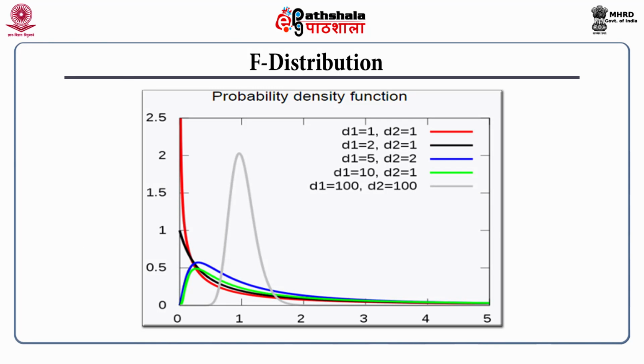As you can see in this diagram, there are two degrees of freedom in the F distribution, for the numerator and denominator, d1 and d2. So d1 is the numerator, d2 is the denominator. When both degrees of freedom are low, as you can see in the red one, it is L shaped, skewed to the right because the tail is towards the right. As the degrees of freedom increase, it becomes more and more bell shaped. The light blue in this graph is the one with a very high degree of freedom or a very high sample size.